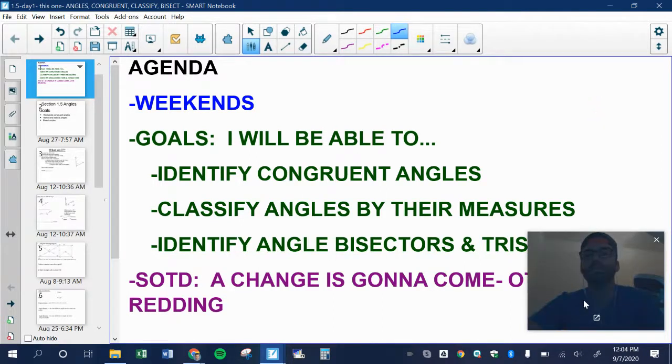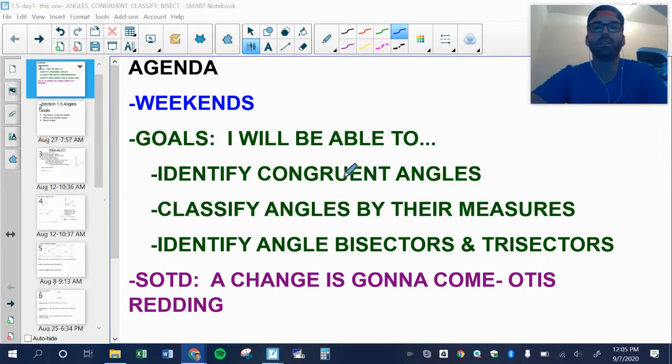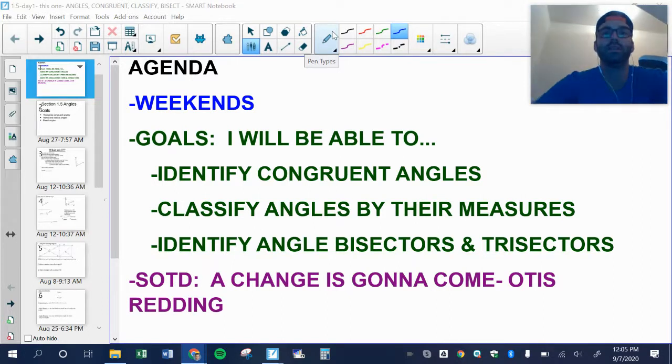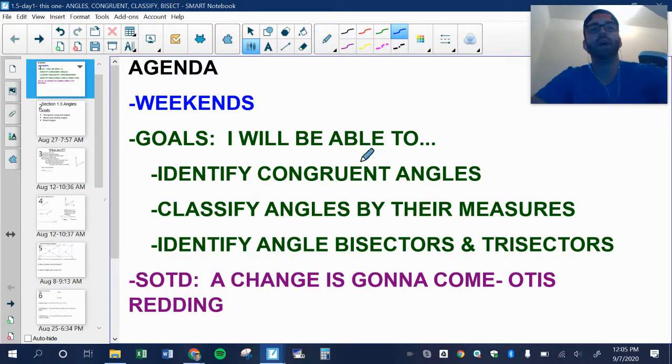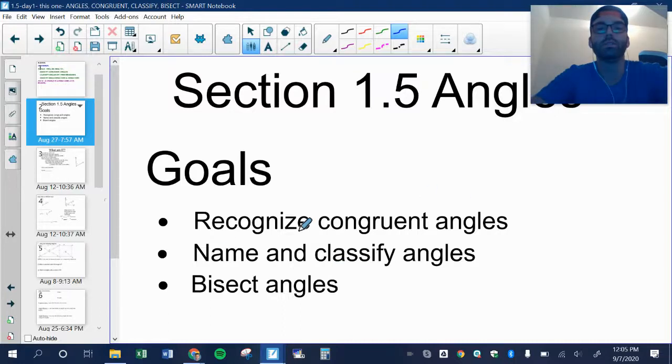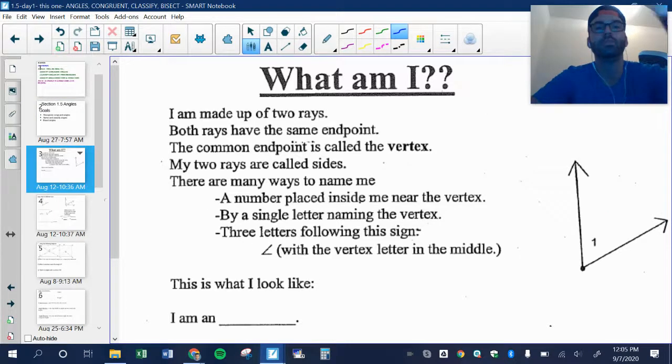But what are we doing today in class? I'll move my face out of the way here. Our goals for today, all right, are identifying congruent angles. We're classifying angles by their measures and identifying angle bisectors and trisectors. And we just want to get used to naming angles too, the basics within angles. All right. So here we go. Again, here are our goals for today. Name and classify. I recognize congruent angles and bisecting and trisecting angles.